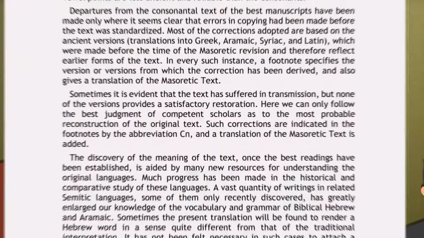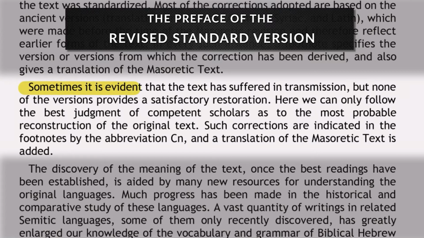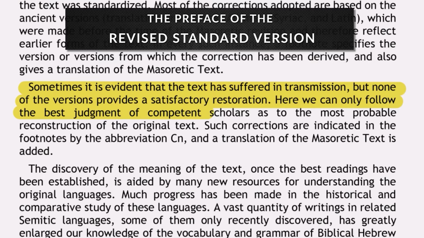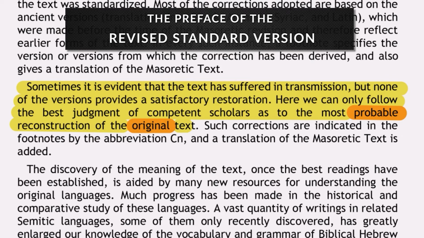Sometimes it is evident that the text has suffered in transmission, but none of the versions provides a satisfactory restoration. Here, we can only follow the best judgment of competent scholars as to the most probable reconstruction of the original text. Such corrections are indicated in the footnotes by the abbreviation CN, and a translation of the Masoretic text is added.